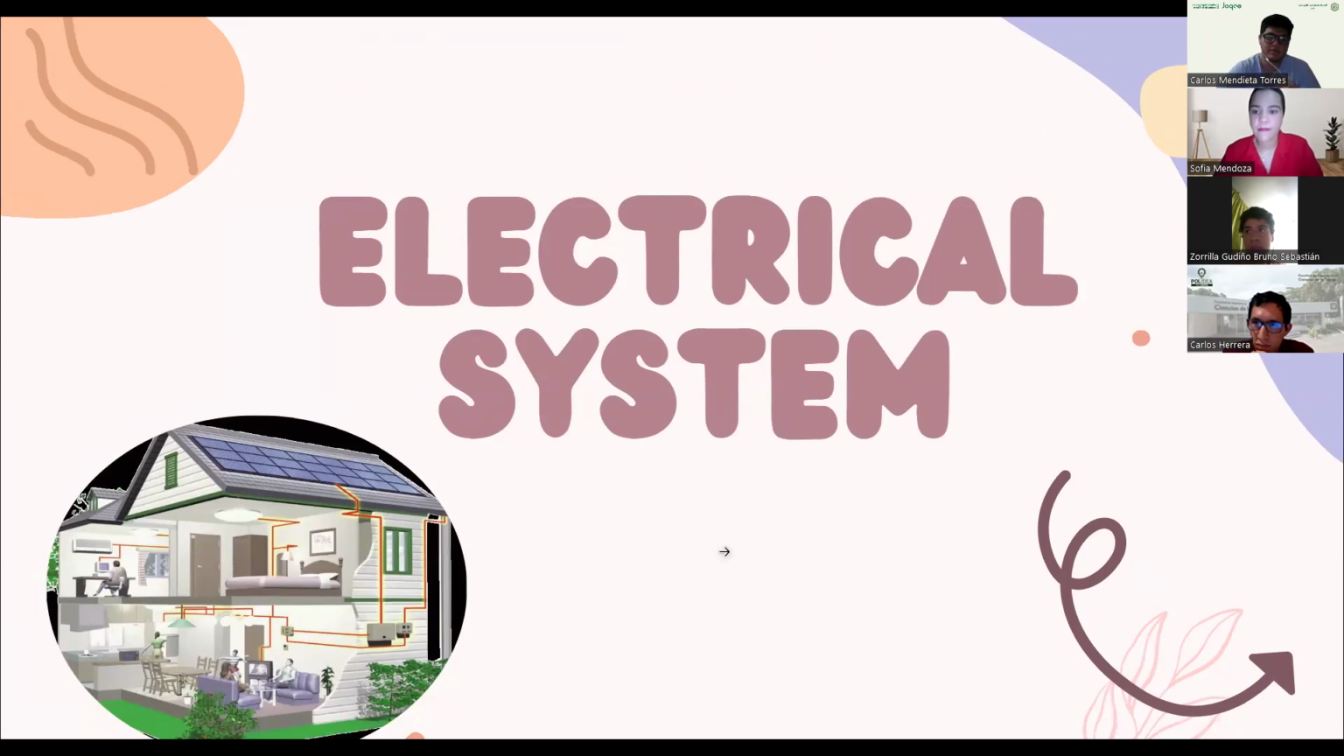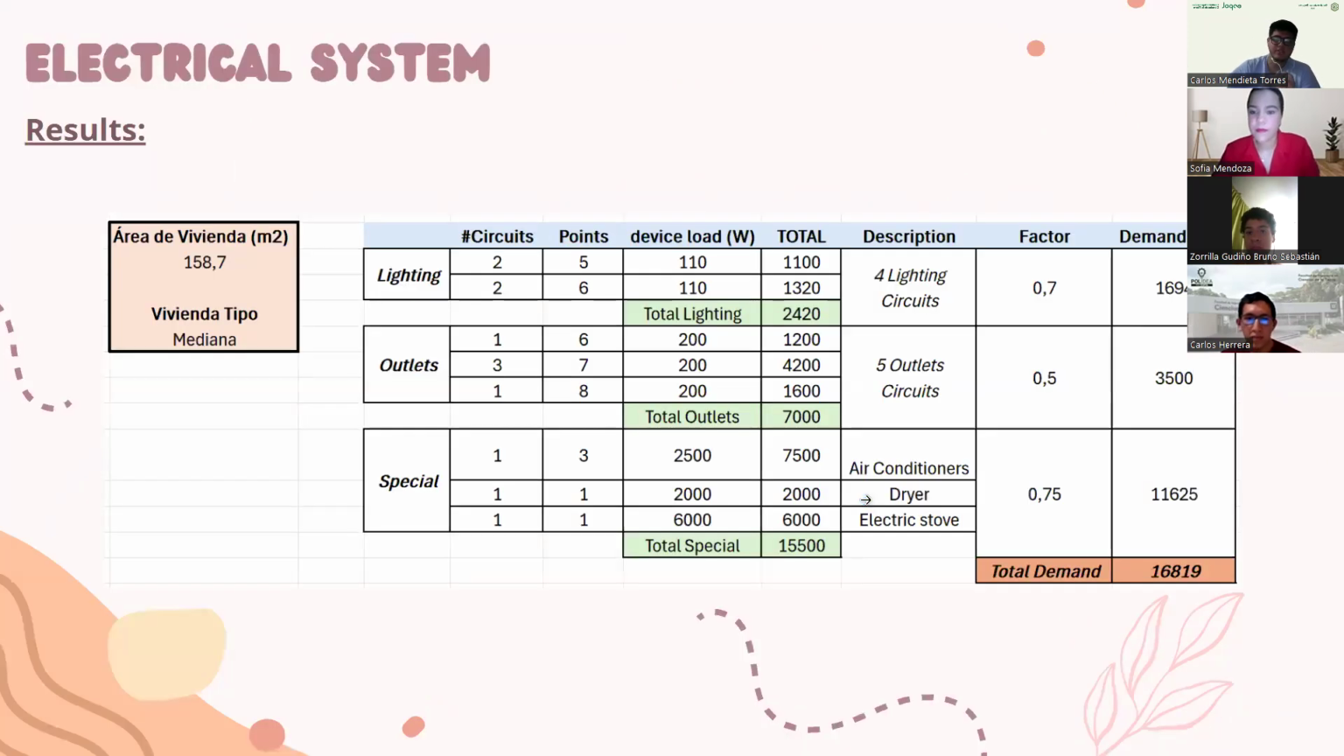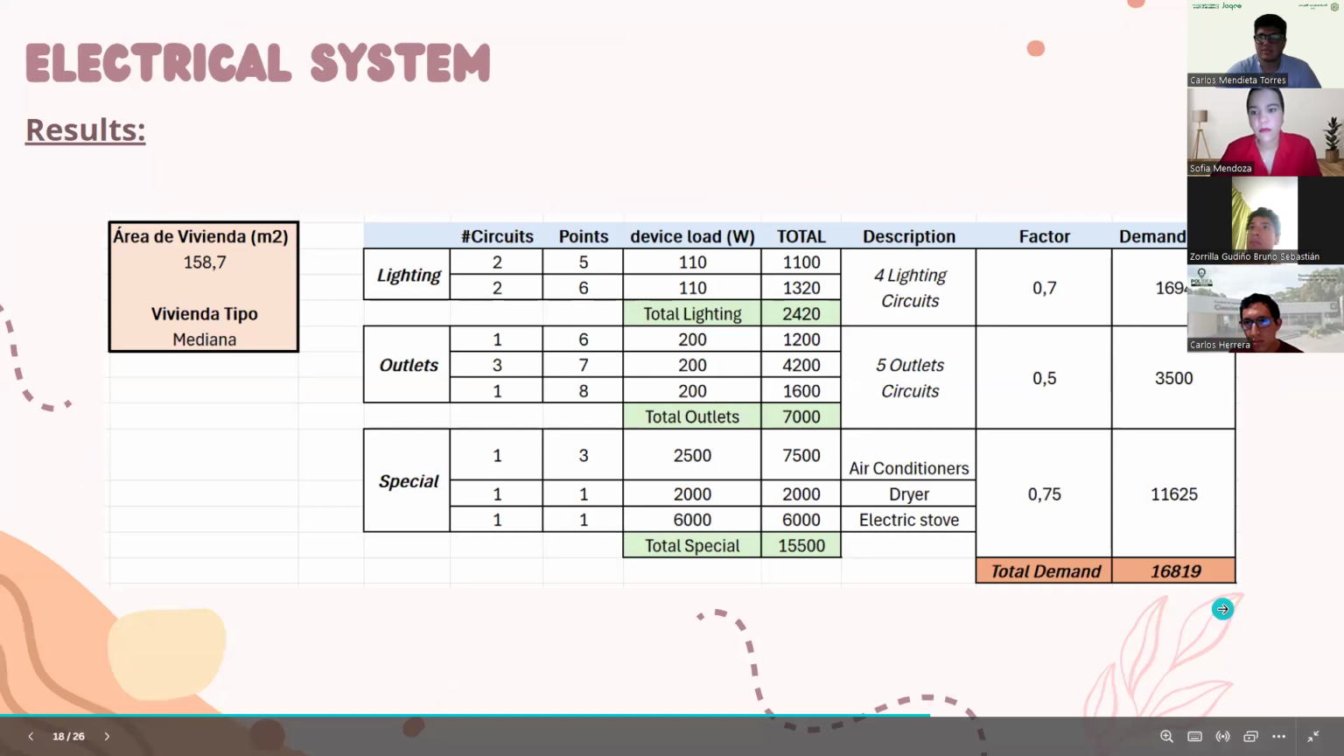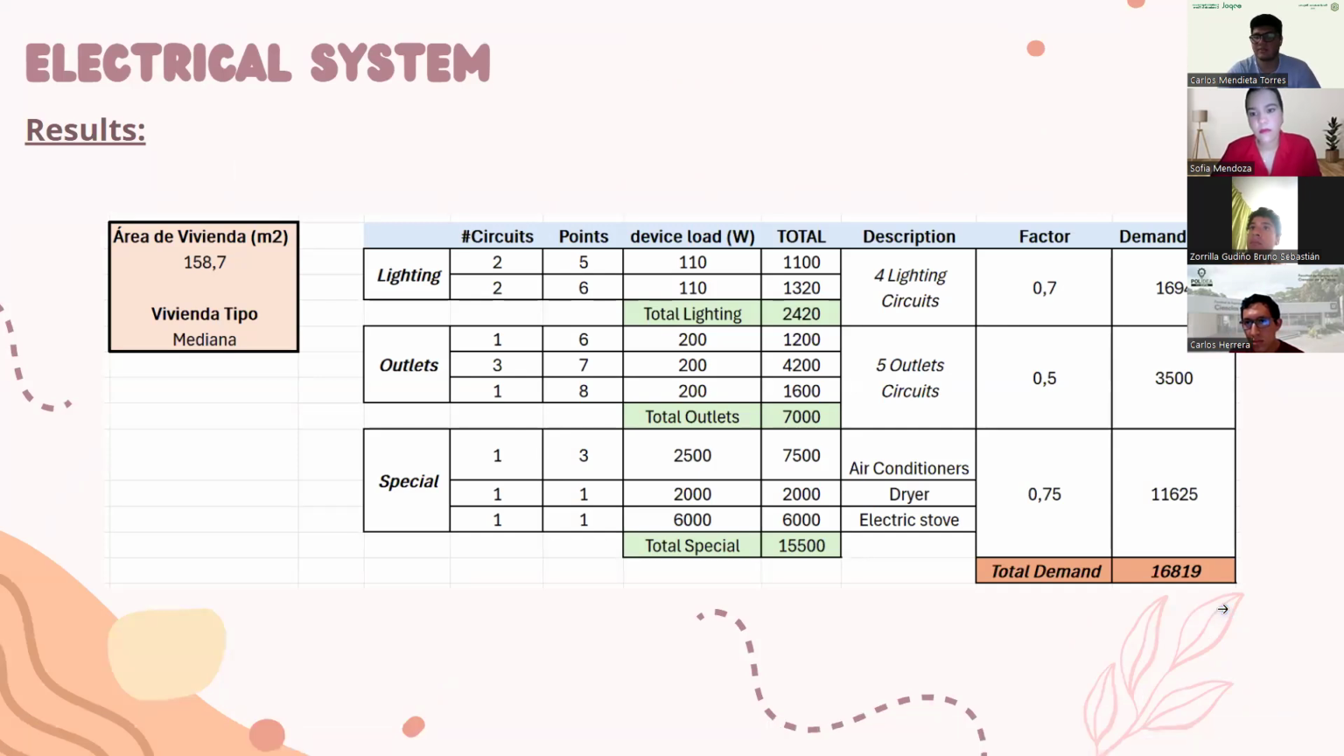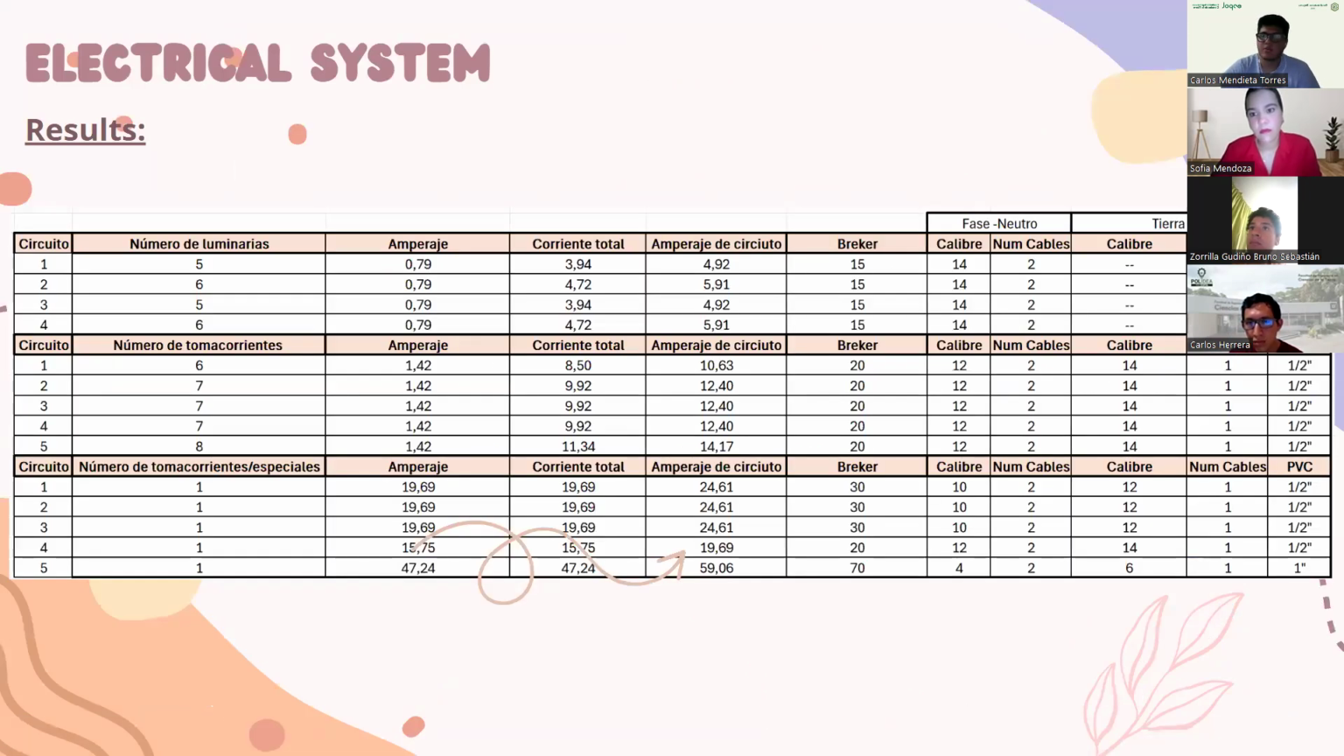Up next, I'm going to talk about the electrical system in the house. First of all, we have the results of how many circuits we're going to have and the demand in each of them. We have 4 lighting circuits, 5 outlet ones, and 5 special ones, each with their respective demand and reduction factors, giving us a total of 16,819 watts.